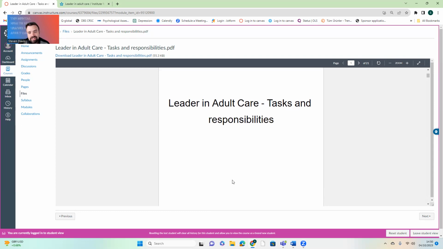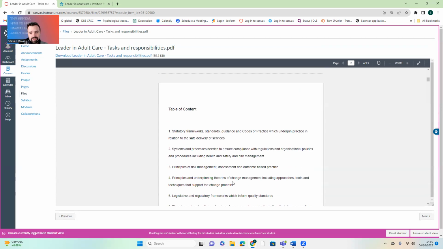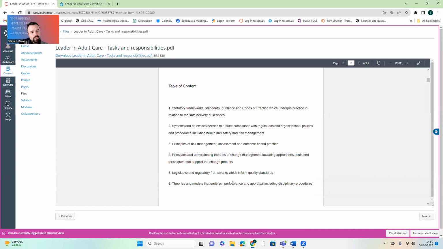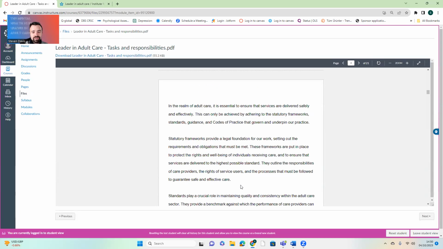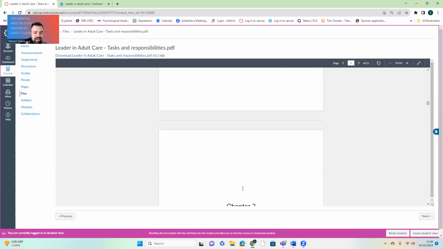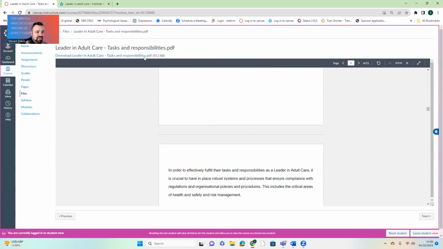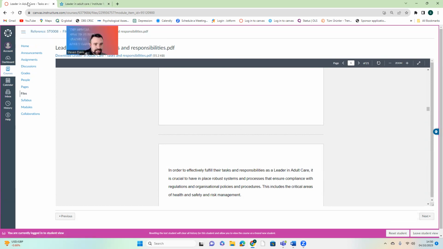So here you can see the adult leader tasks and responsibilities. I've given you the table of contents. This is what we've just discussed. And then as we go through it, look, here's a reading book for you. You can download that, read that, and it just runs through the stuff for your standards. So hopefully keeping everything nice and simple for the standards.